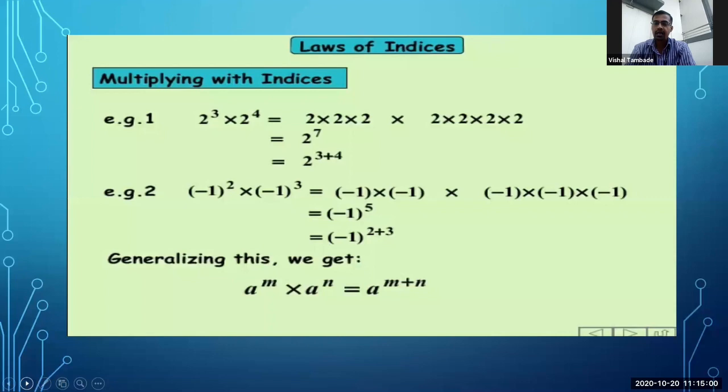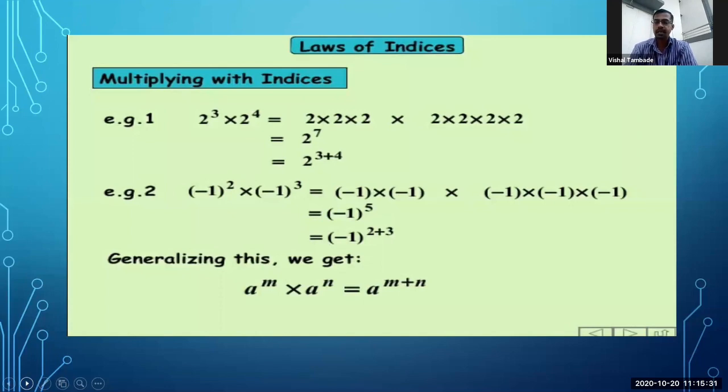We can also write like that, minus 1 raised to the power 2 plus 3 because we add the power. Okay, after adding, our answer is minus 1 raised to the power 5. What law are we generalizing? We get a raised to the power m multiplied by a raised to the power n. Okay, here our base is same.